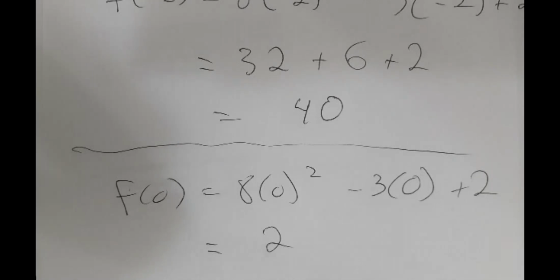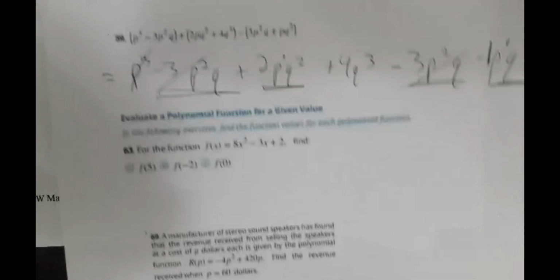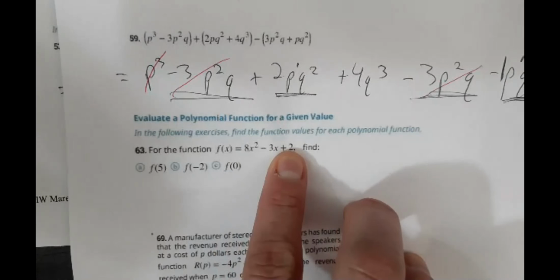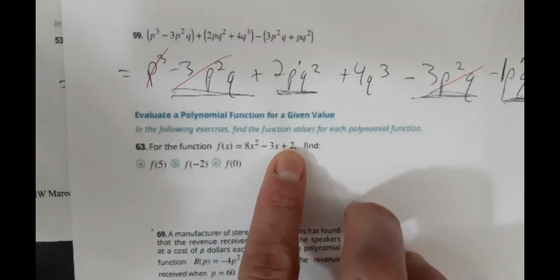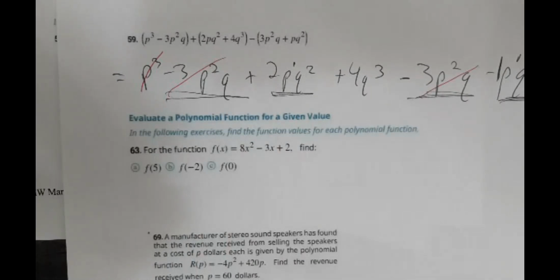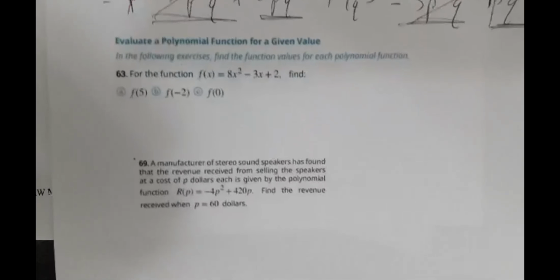If I'm being honest, if I was doing f of 0, I would do none of this work myself. I would look at this thing and see that has an x in it, that has an x in it. The only thing that doesn't have an x in it that's not going to go to 0 is 2. So sometimes it's really easy. 0 is an easy number to plug in, right?